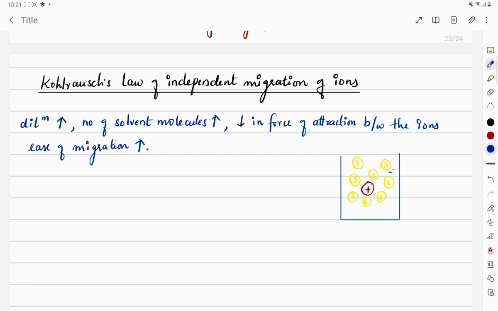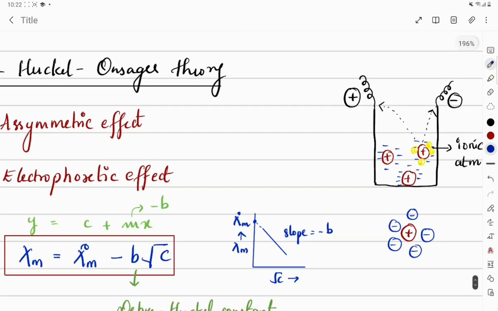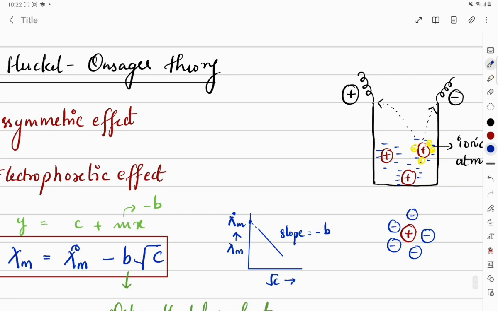So obviously it is very much shielded from the negative charges, right? Because of this, there is little or no force of attraction between the positive and negative ions. Hence, their migration towards the electrodes, the positive towards the negative electrode and the negative ions towards the positive electrode, does not depend on the counterpart ions. Which means in the earlier case, the migration of the ions was actually dependent on the opposite ion.